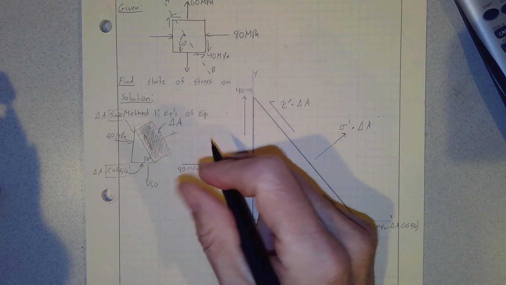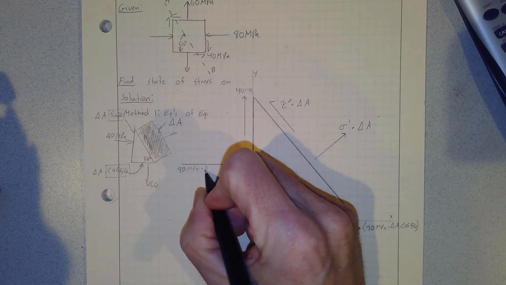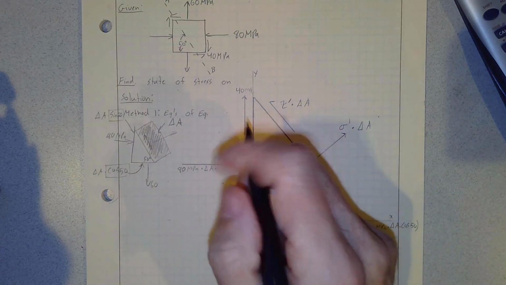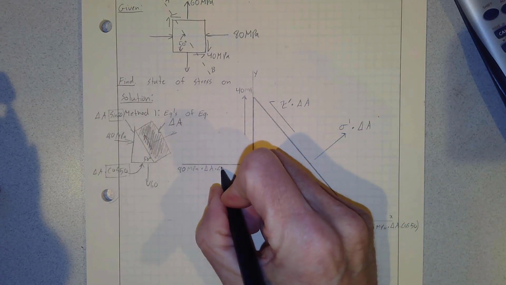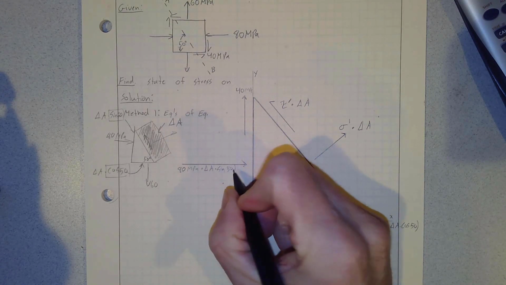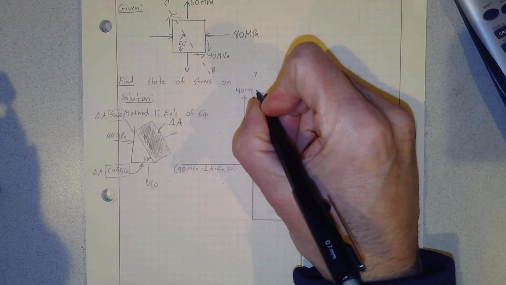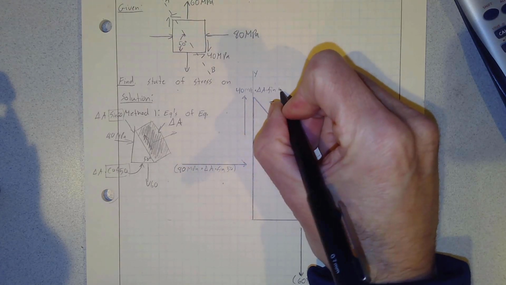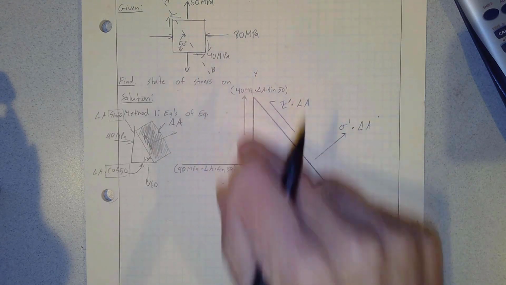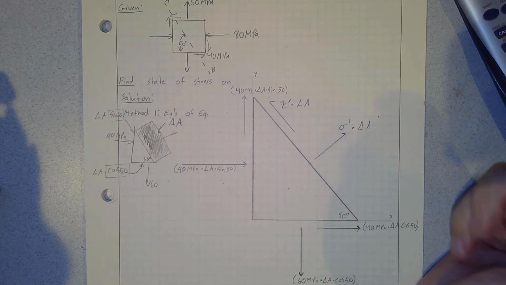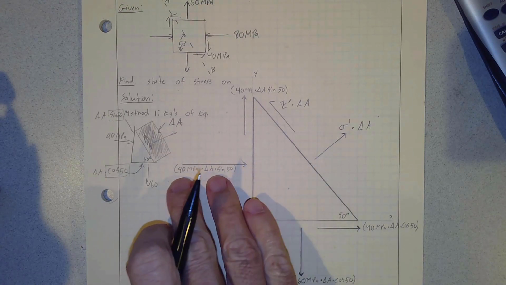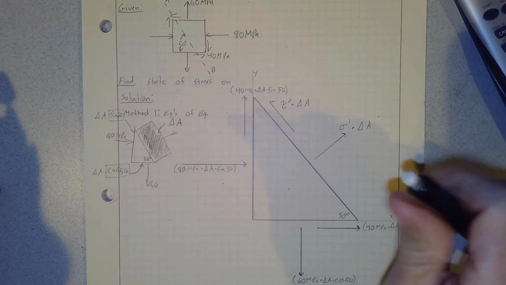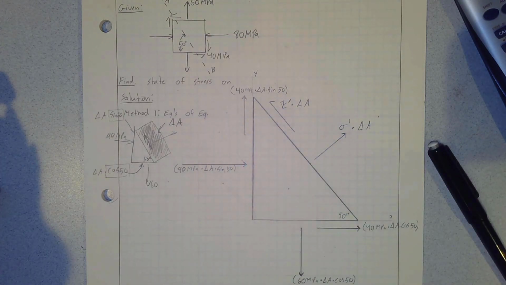This one's 80 megapascals times delta A. And this one we said is the opposite from our 50-degree angle, so that would be sine of 50 degrees. That's the magnitude of that force. And this one would be 40 megapascals times delta A, also times sine of 50, because it's also acting on this face here. Okay, so we've now got the magnitudes of the forces, and like we said, we've got a delta A in each one of them, so once we start writing our equations of equilibrium, they'll actually cancel out.